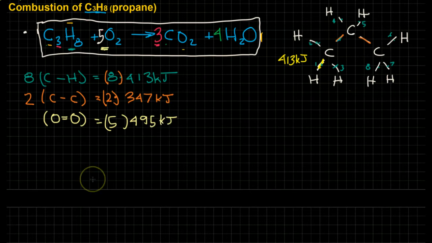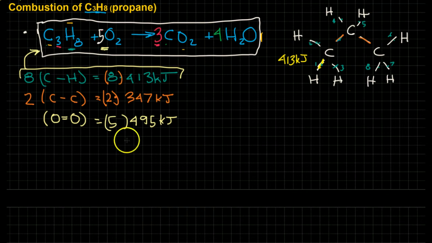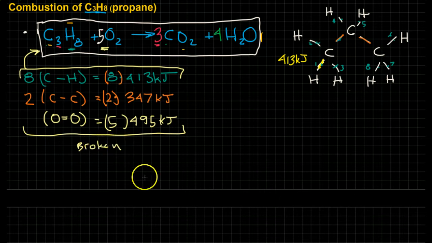Okay, and that's good. So that is our first half, the left side of the equation over here. Now the second half, this is bonds broken. And now we want to do formed bonds. Now the forming.